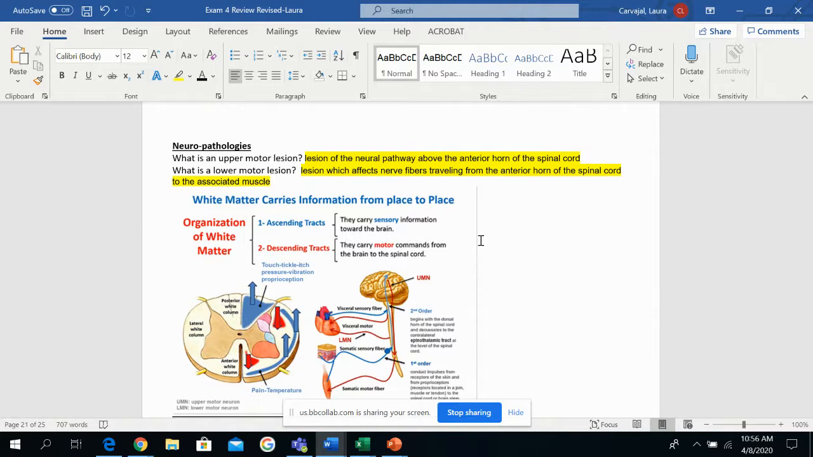What is a lower motor neuron lesion, I guess you can say? It's a lesion where it affects the nerve fibers traveling from the anterior horn of the spinal cord to the associated muscle. So basically, it's where you're affecting the descending tracts. So you're cutting the nerve that is helping contract, let's say, your biceps brachii. You cut that, you can't contract it because the connection is lost. So the signal is still being sent, but it's not being received by the muscle because the bridge between the two has been cut.